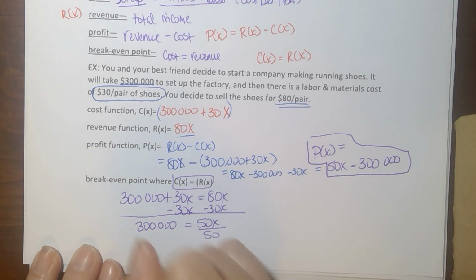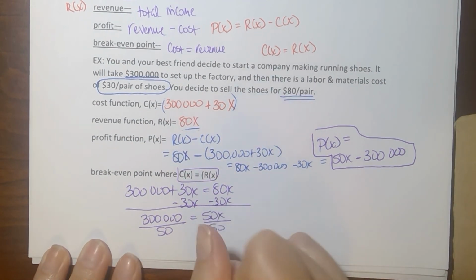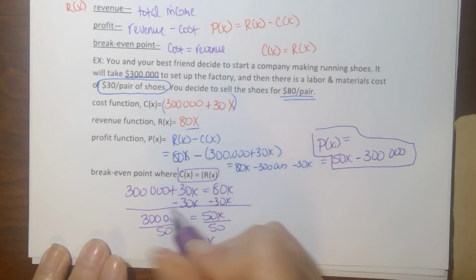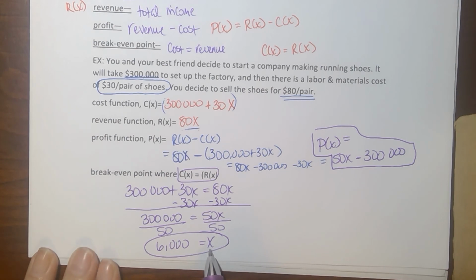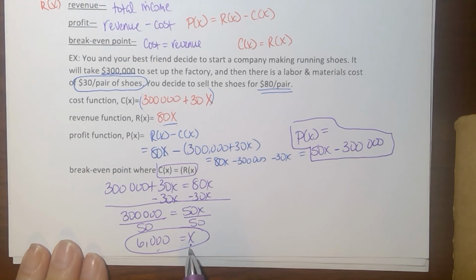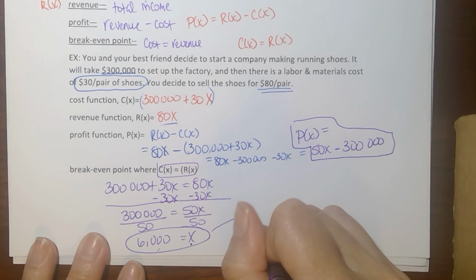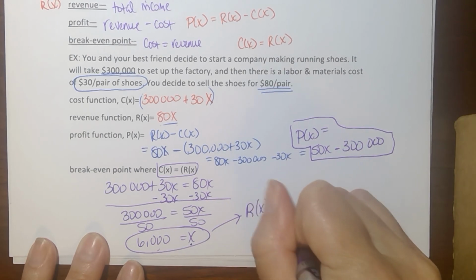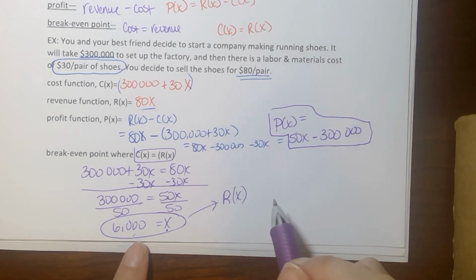So how many pairs of shoes do we have to sell to have $0? Well, if I divide 300,000 by 50, I get a value of 6,000. X represents how many pairs of shoes. So when I have made and sold 6,000 pairs of shoes, I've broken even. I have $0. But how much money have I brought in? How much money have I spent? Well, to figure that out, I need to solve either my cost or revenue function. It doesn't matter, either one, but the revenue function is simpler.